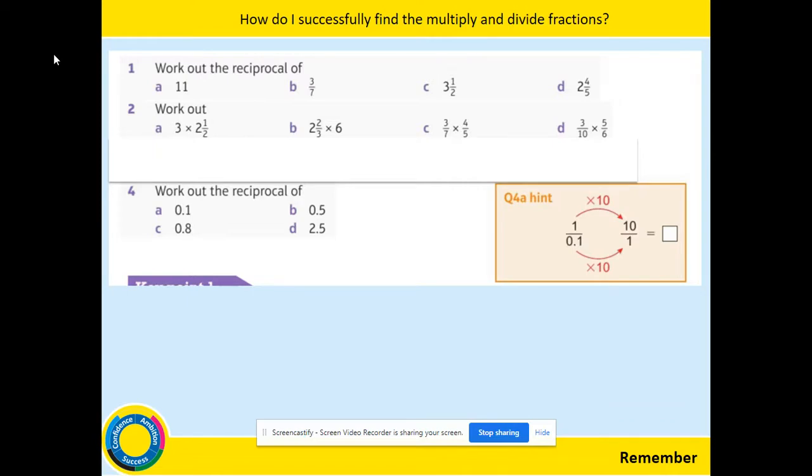Please have a go at the remember task that's on the screen. I've blocked out question 3 as we didn't quite cover that in the last session. So please just have a go at questions 1, 2 and 4. Pause the video and then play when you're ready for me to go through the solutions with you.